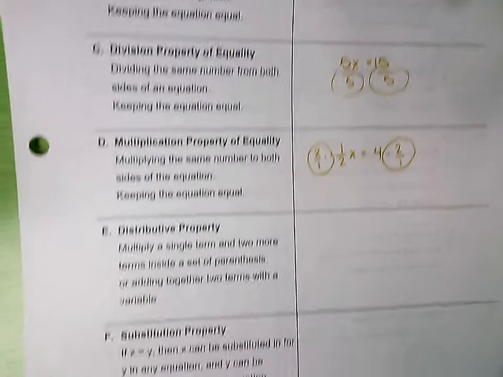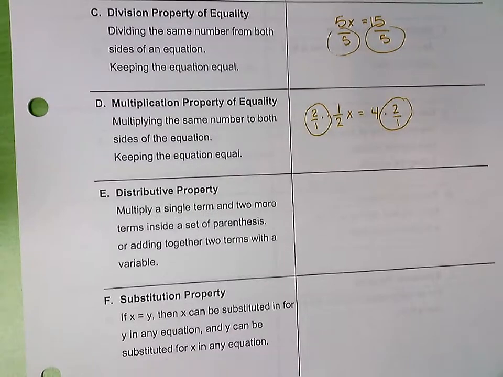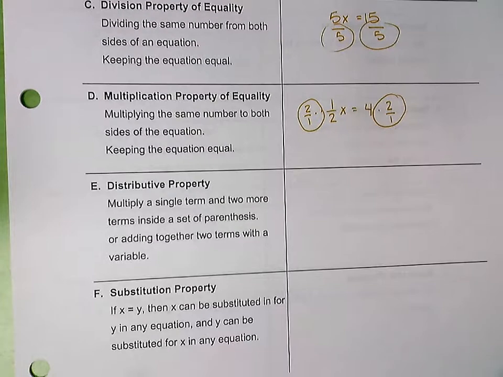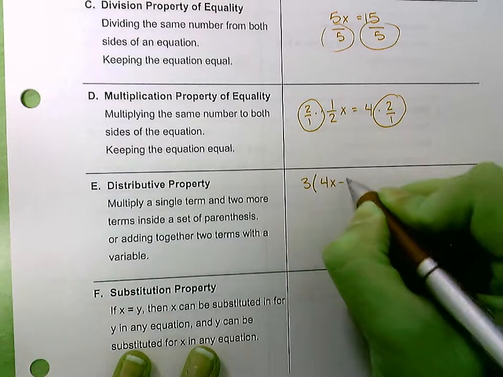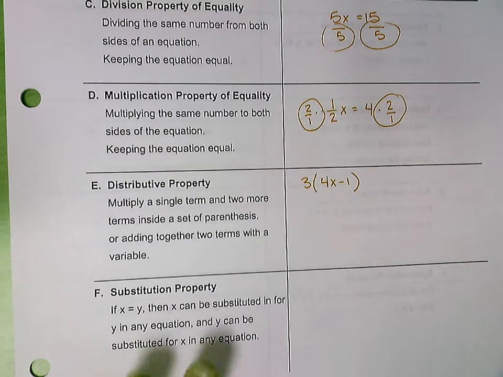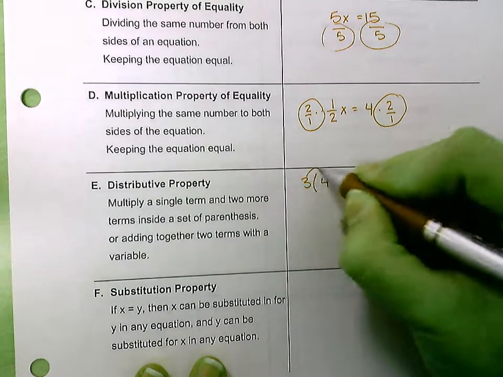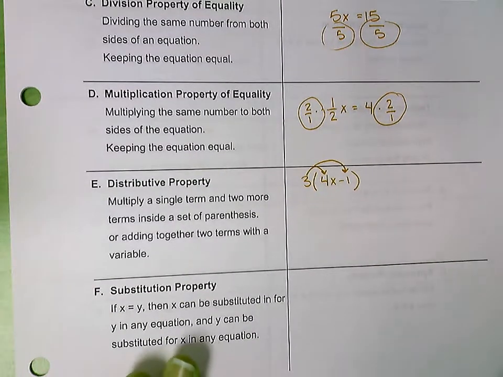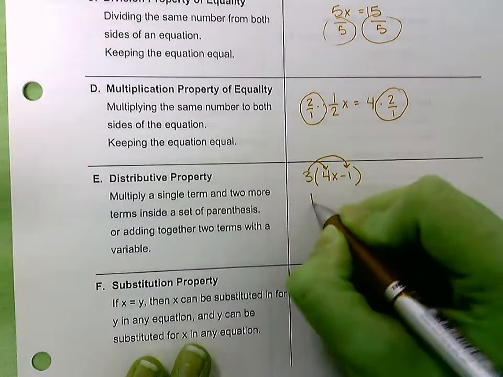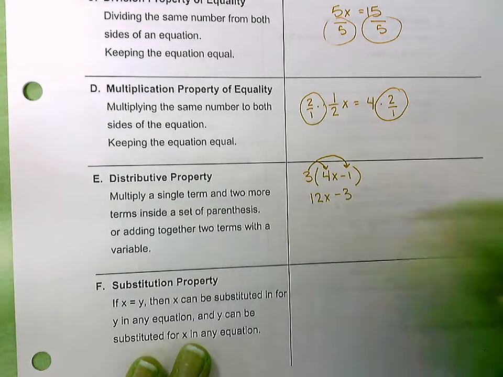The next one is the distributive property. You've heard this word before. You multiply a single term and 2 more terms inside a set of parentheses. So if I have 3 times the quantity 4x minus 1, you would distribute to both terms. So I would have 12x minus 3.